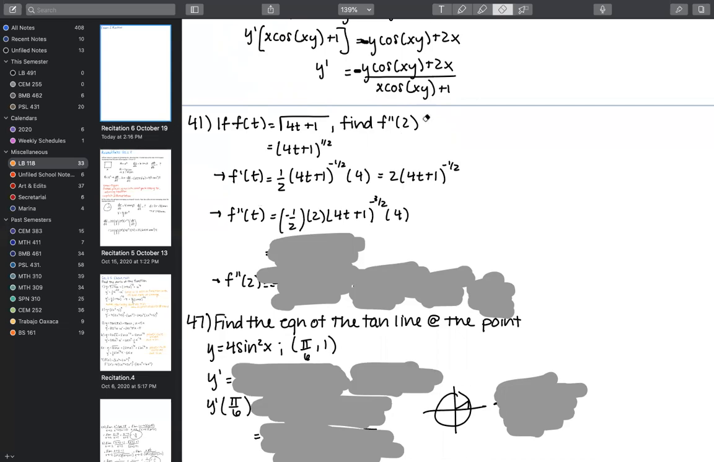However, the question is asking you to find f double prime of 2. So there's kind of 2 intermediate steps to this problem, so we're doing some more simplifying than I would normally say that you have to do. We simplify that to be -4 times 4t plus 1 to the -3/2. So then we can plug in that 2 value. And when we plug in 2, we find that this in the middle here in the parentheses simplifies to 9, keeping that -4 constant out front.